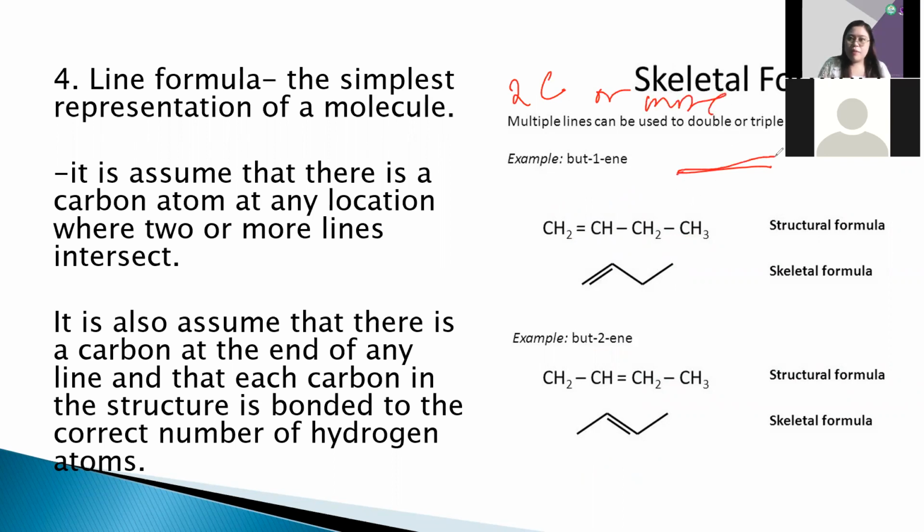Kasi again, pag mag-draw ka ng line, dalawang end na yan. So mag-a-assume tayo na may carbon dito and then another carbon here. But for the case of methane, since 1 carbon lang siya, we cannot draw a skeletal formula for that. Okay? Anything else?